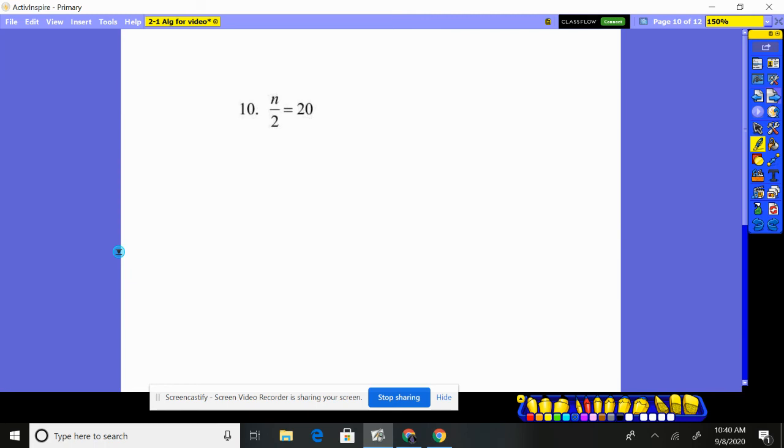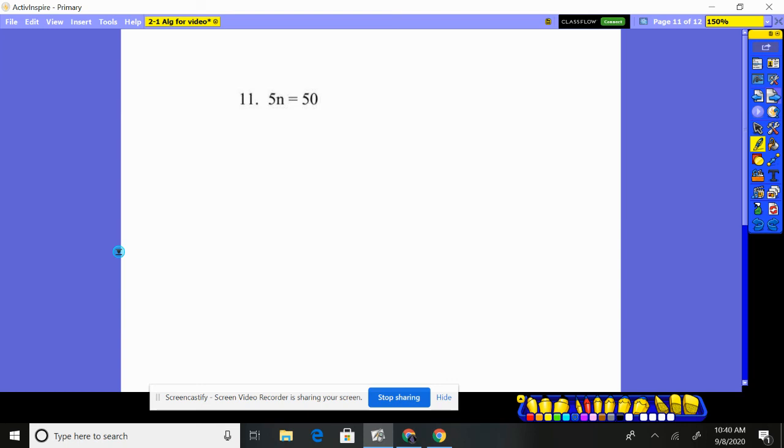Number 10, n divided by 2. How do I undo dividing? I multiply. So I multiply that side by 2 and the right side by 2. These 2's will cancel. 20 times 2 is 40. 40 divided by 2 is 20.